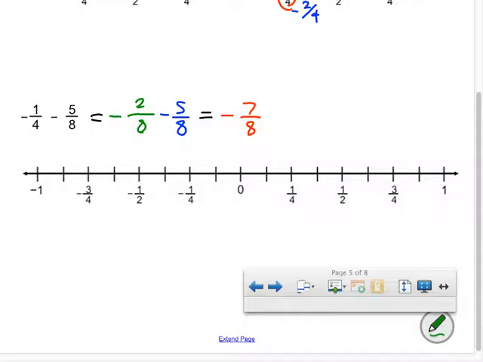-2/8. Remember, each of these are worth an eighth, so I'm going negative, -1/8, -2/8, which simplifies to 1/4. So that's -2/8. But then I need to subtract 5/8. So 1, 2, 3, 4, 5/8. That's -5/8. And that leaves me right on -7/8.